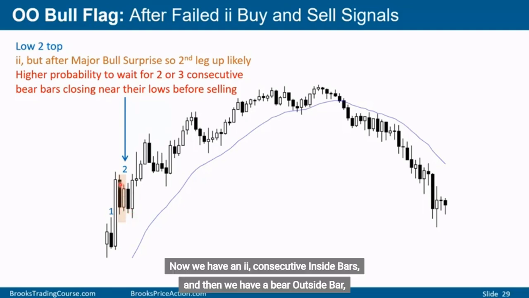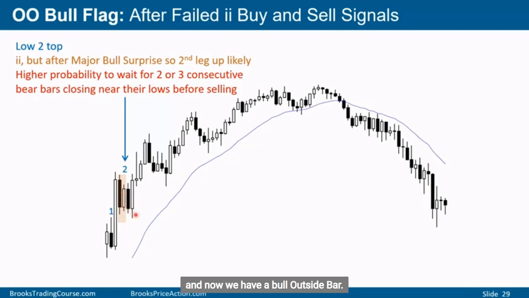Now we have an II, consecutive inside bars, and then we have a bear outside bar, and now we have a bull outside bar. I think the market's always in long. This is a big enough bull surprise so that we should get at least a small second leg up.